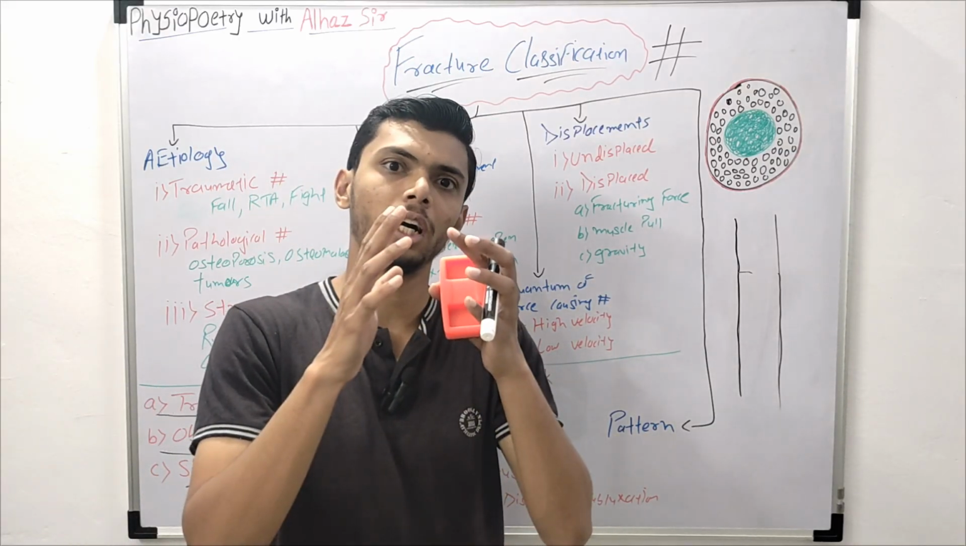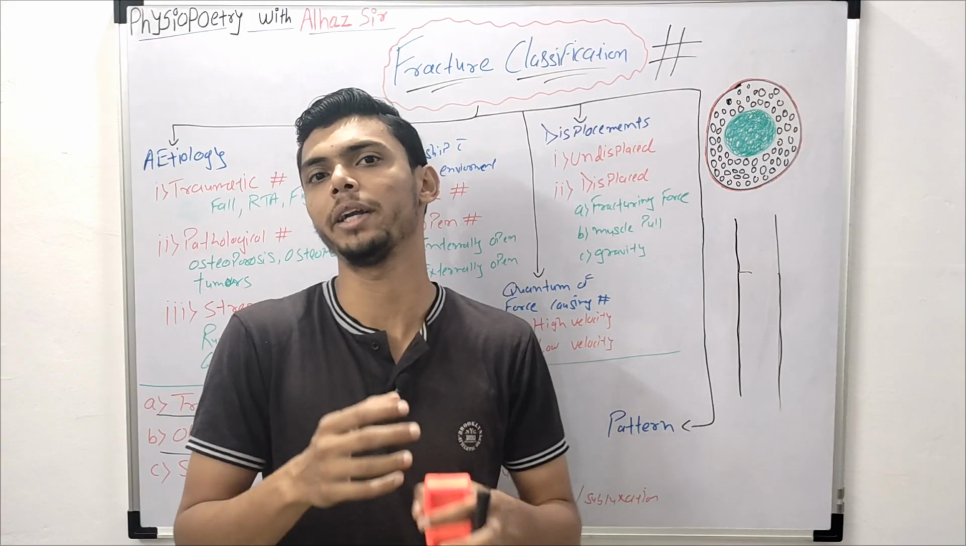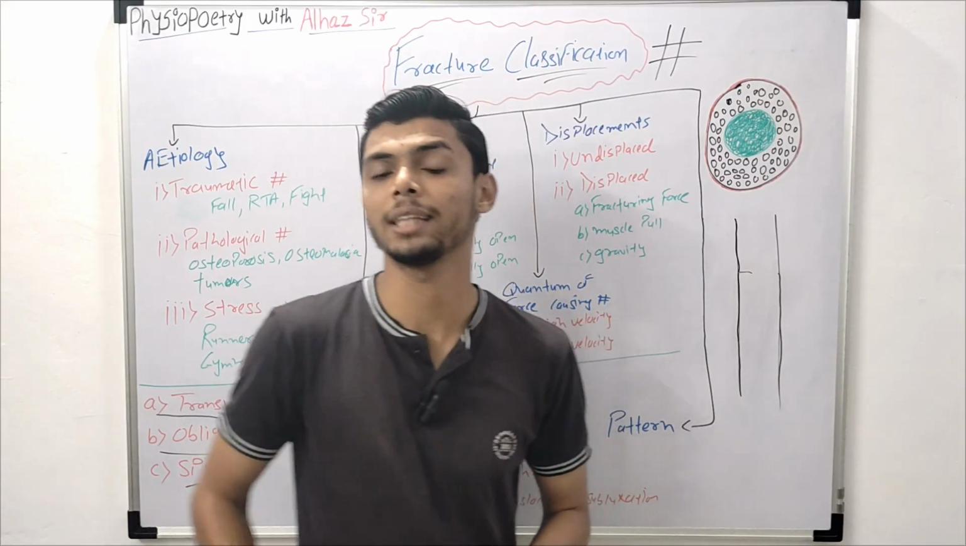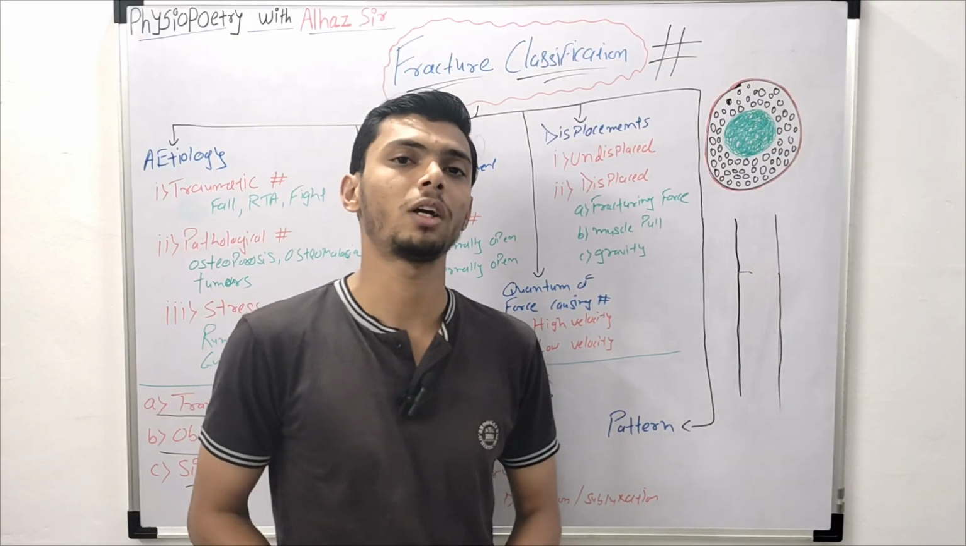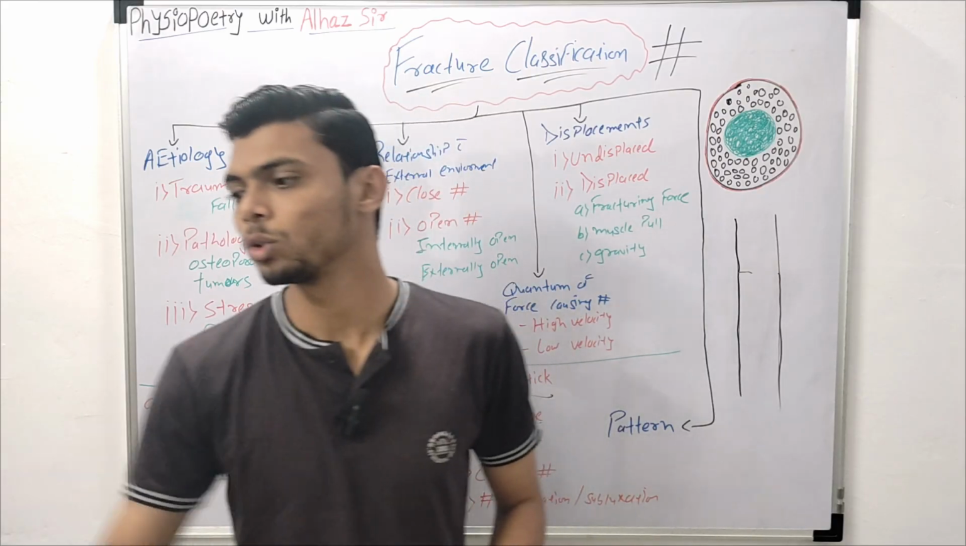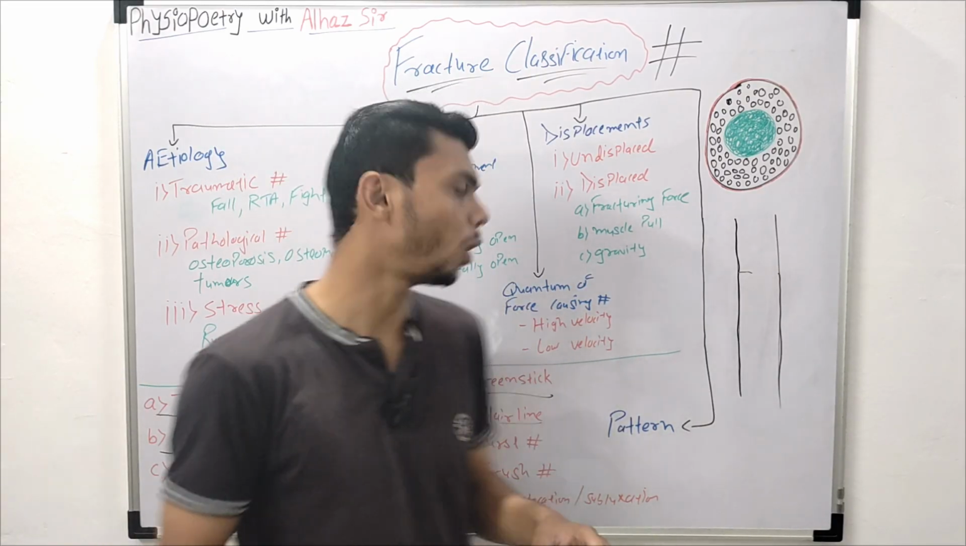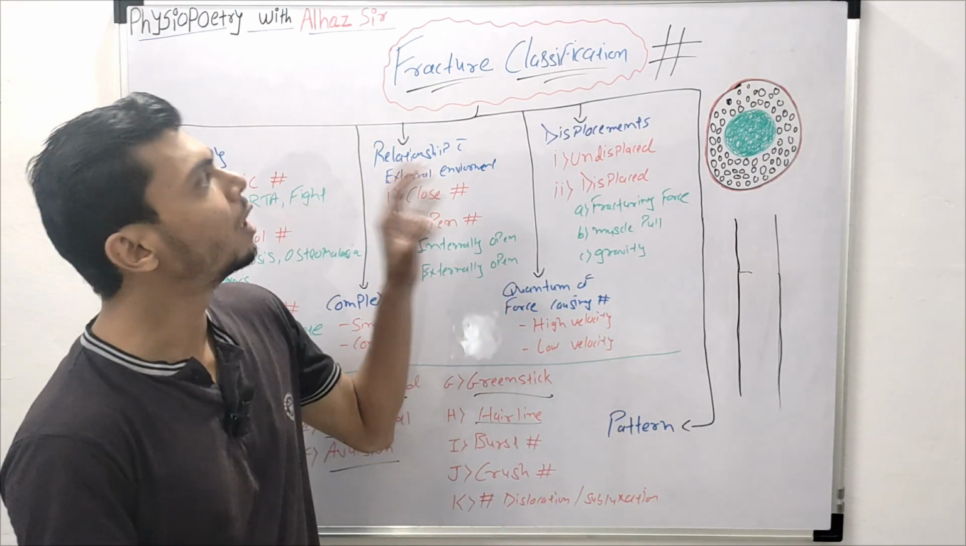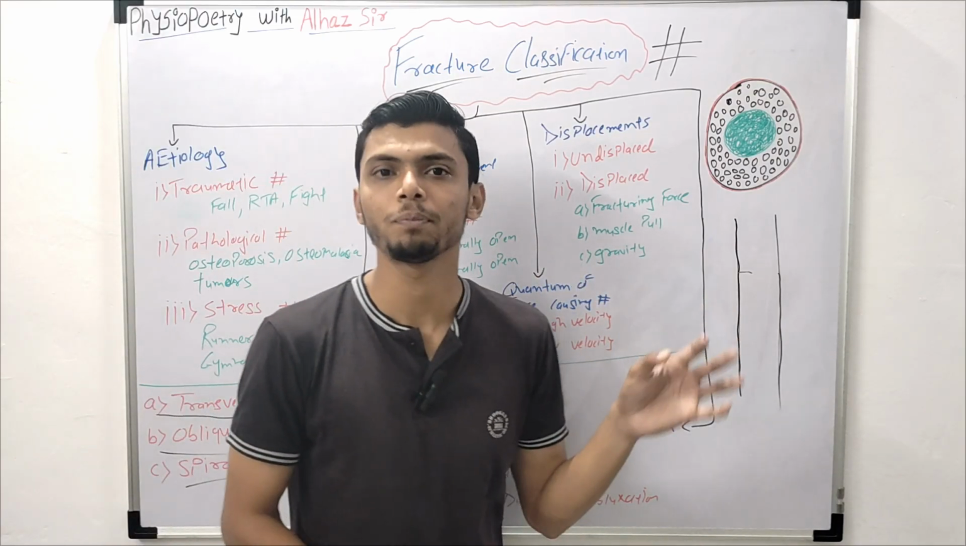So if there's a fracture and along with it there is dislocation or subluxation of the joint, that will come into this category. So it will follow this pattern. Right now we have talked about all the patterns, all the classifications of a fracture.